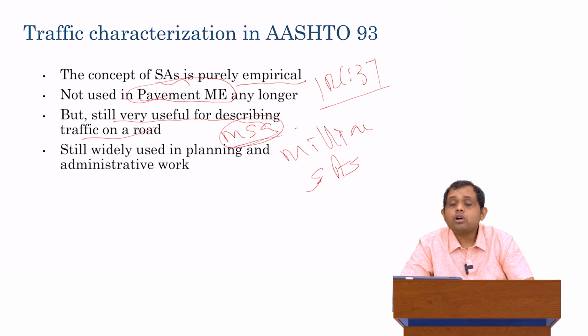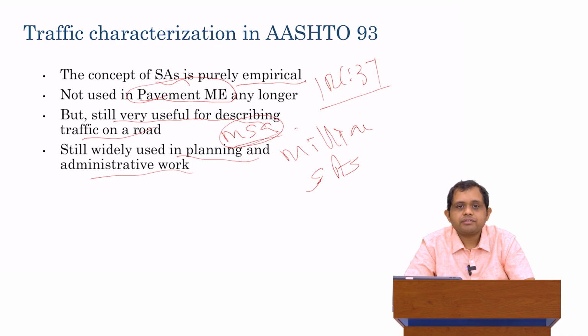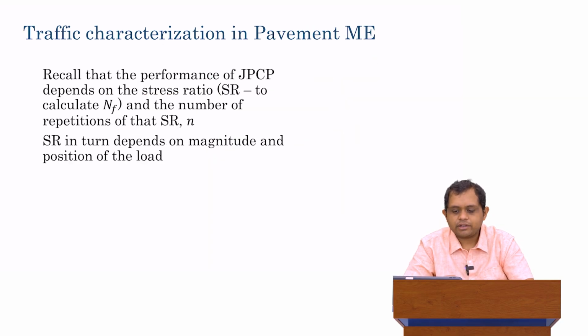So although this approach is no longer used in mechanistic empirical design, you will still see it being used widely by engineers because it's a very easy and convenient value. Just keep in mind, although this concept of standard axis or MSA is not used in analysis and design of rigid pavements anymore, it's still used in analysis and design of flexible pavements in India. But it's not used for rigid pavements in India, and in the US it's not used for either flexible or rigid pavements. It's still a very useful approach, so it's good to know what it is and how it's calculated. It is still widely used in planning and administrative work, so you should have an idea of what it is, although we're not actually going to use it in subsequent calculations.